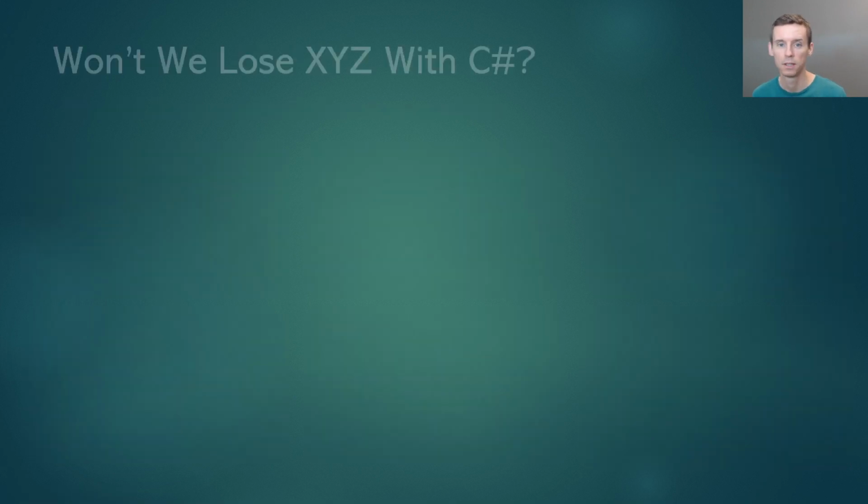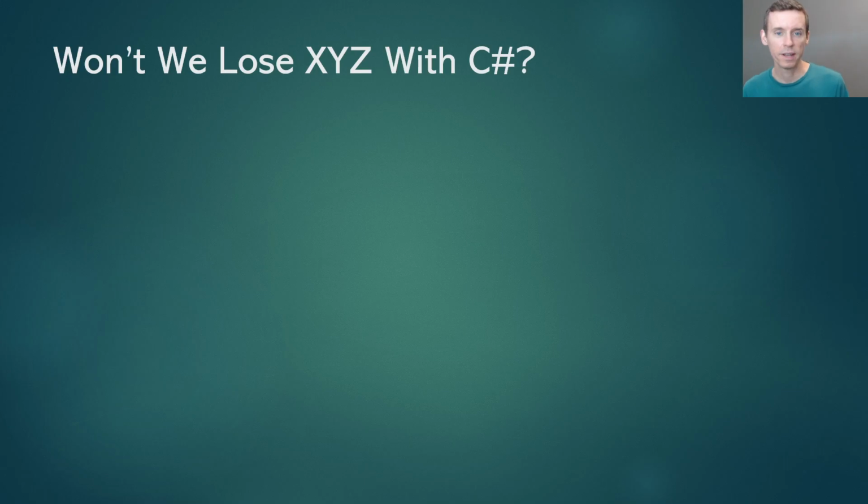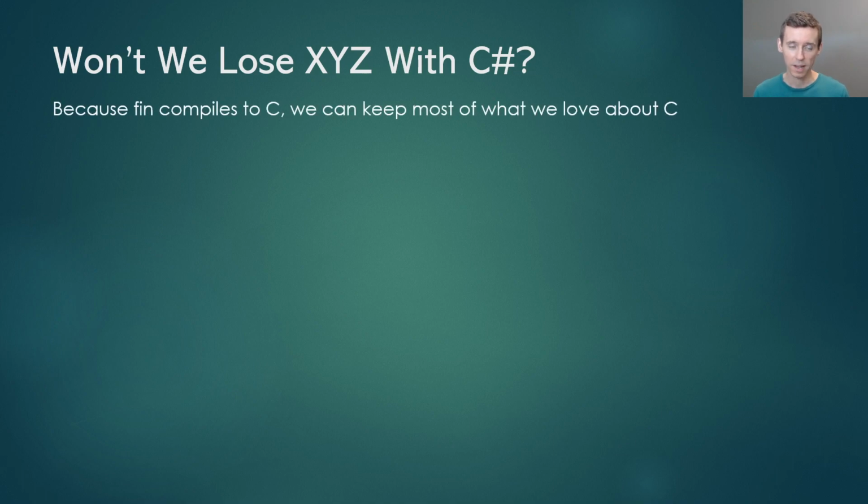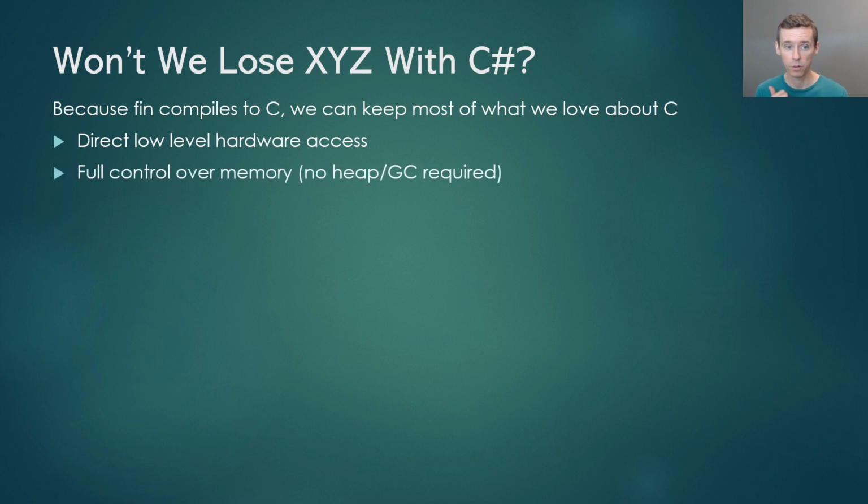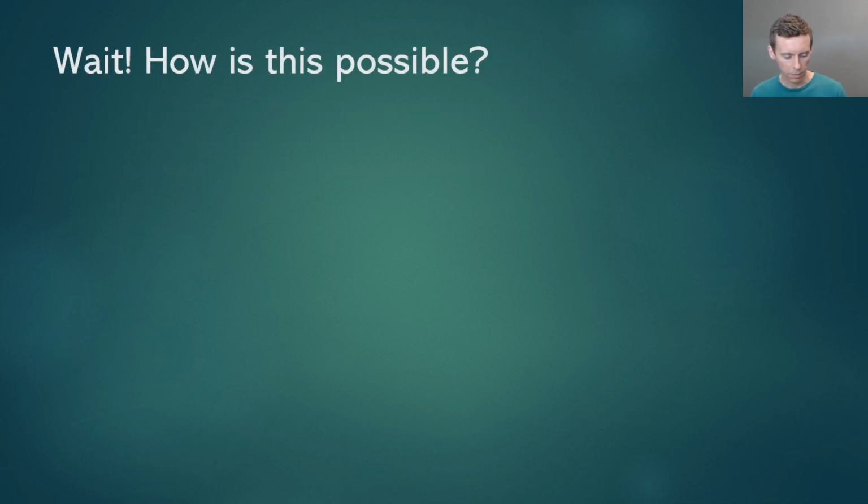All right, so fin is basically a subset of C#. Don't we lose XYZ feature with C#? And I would say that because fin actually compiles to low-level C that matches your input, we can keep most of what we really love about C: direct low-level hardware access, full control over memory, no heap or GC required if you don't want it, and speed and simplicity too. So some of you might be asking, how is this possible?